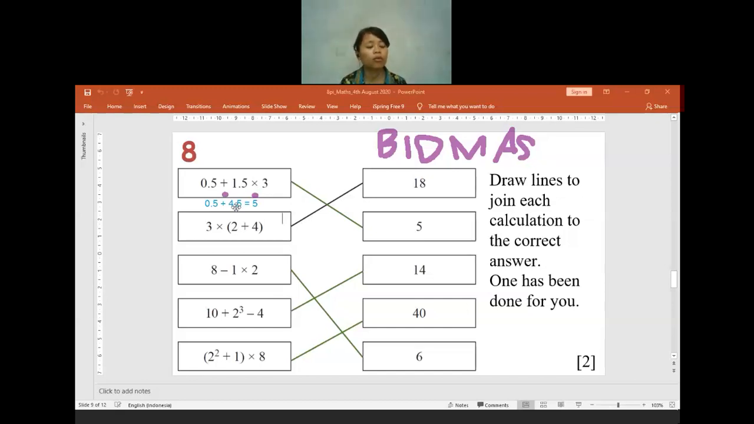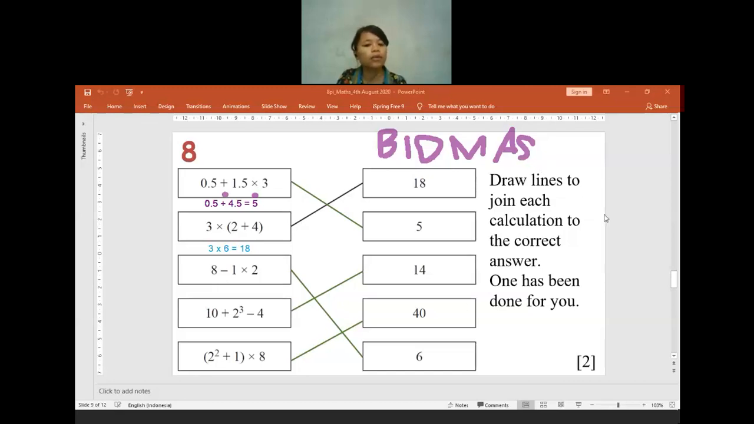Okay, for the second box, there is a multiplication, there is a bracket, there is addition. Using the BIDMAS rule, we have to finish the bracket first. Inside the bracket, we have addition, so we have to finish the addition first. 2 plus 4 is equal to 6. So we have 3 times 6, which is equal to 18. That is for the second box. It's already from the example, just in case you are still getting confused.